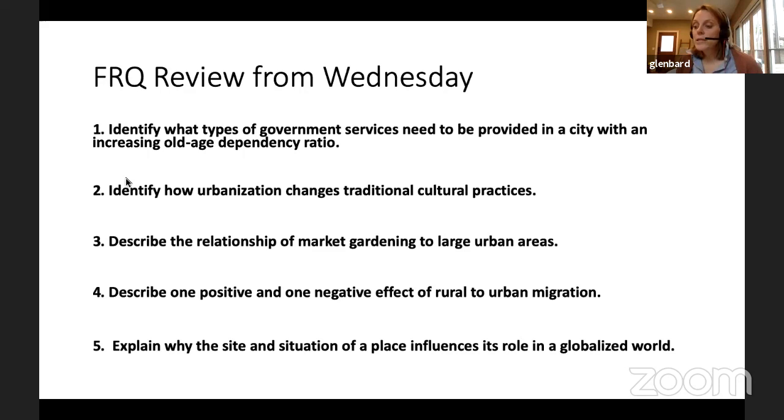So if you were going to say the site, and so we talk about the ports, okay, because the city, you know, when we talk about the globalized world and these cities that develop along ports, they're important because. So make sure you're continuing to develop that.